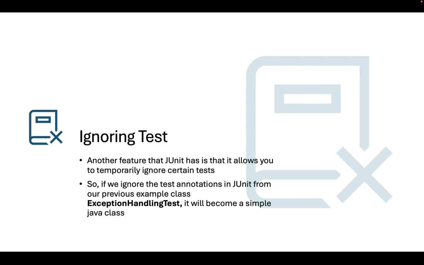We have another thing called ignoring tests. Another feature that JUnit has is that it allows you to temporarily ignore tests. So if we ignore the Test annotation in JUnit from our previous example, the ExceptionHandlingTest, it will become a simple Java class.